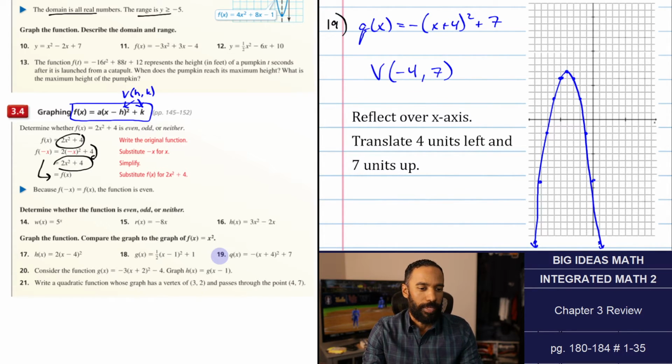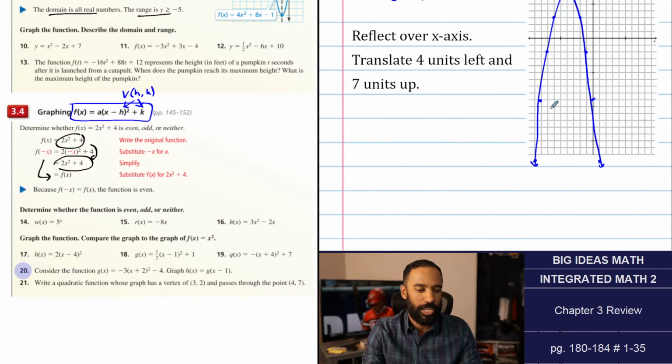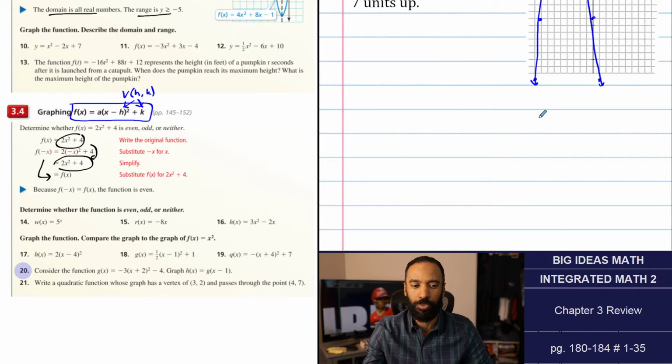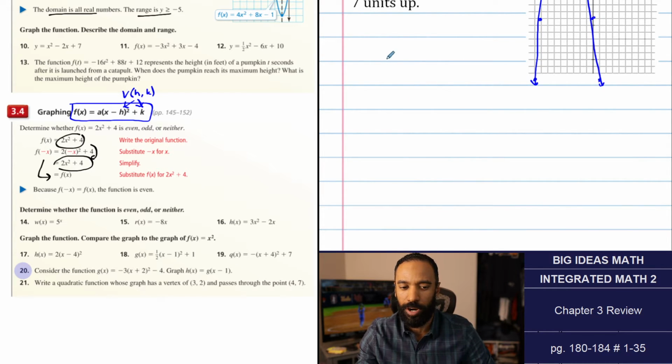Okay, number 20. Consider the function g, oh, it says graph. Okay, we do have to do another graph. Consider the function g of x equals negative 3 times x plus 2 quantity squared minus 4. Graph h of x equals g of x minus 1.